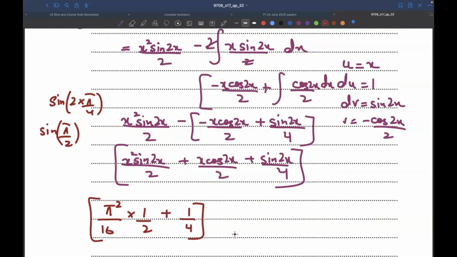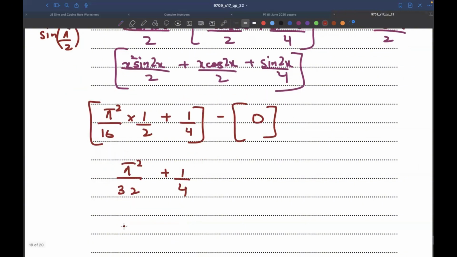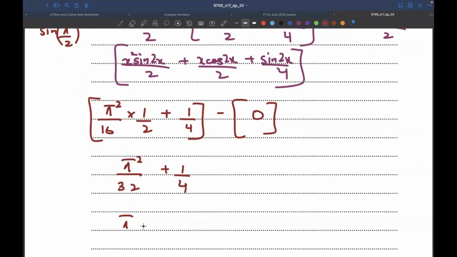Minus, now substituting 0 over here, so this term will be 0, and this term will be 0 as well. So our final answer will be pi square upon 32 plus 1 upon 4. That should be the final answer. And if we take the LCM as 32, this will multiply by 8, so 8 upon 32.